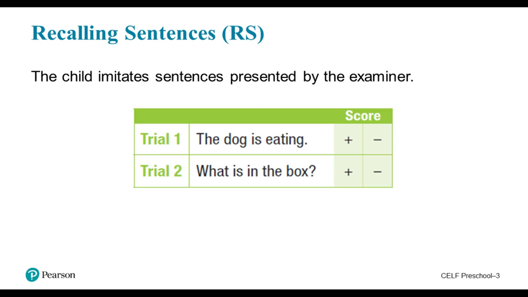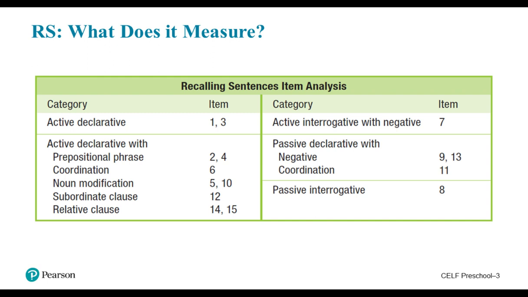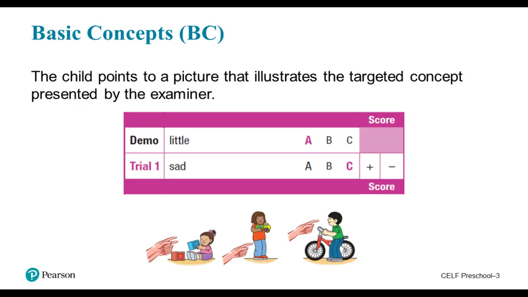Recalling sentences is exactly what you would think it is. The child is going to imitate a sentence spoken by the examiner. So I am going to read aloud a sentence, and the child is going to listen carefully and say exactly what I say. So I say the dog is eating, the child says the dog is eating. What does this one measure? Again, all of the items would fall into specific categories. Active declarative statements with maybe prepositional phrases, relative clauses, and so on. Some are interrogative, some are passive declarative. So again, is the child struggling with a specific type of skill?